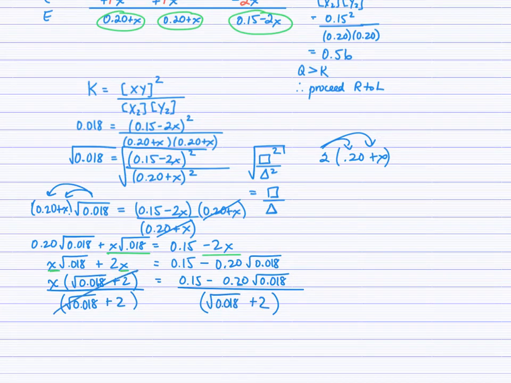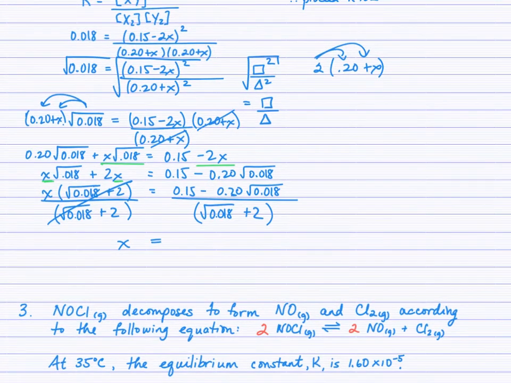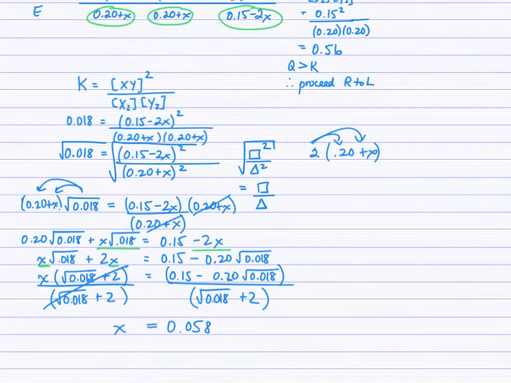So they'll cancel on this side, and x is now by itself. So at this point, I would pull out my calculator and input open bracket 0.15 minus 0.20 square root of 0.018 close brackets divided by open bracket square root of 0.018 plus 2 close the brackets equals. And so we've solved for x equals 0.058.